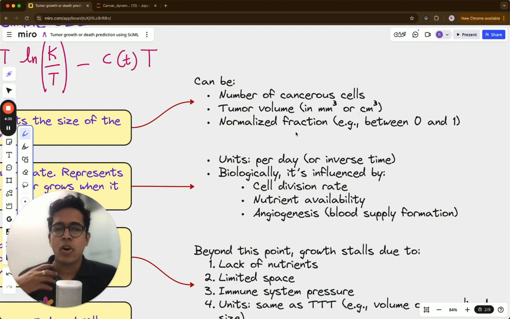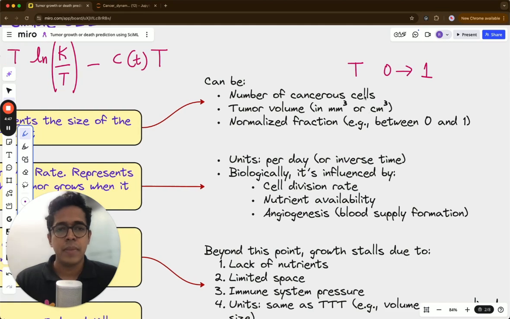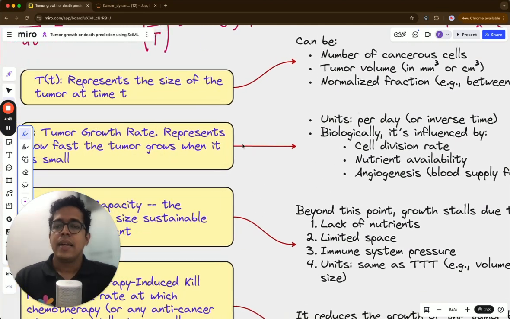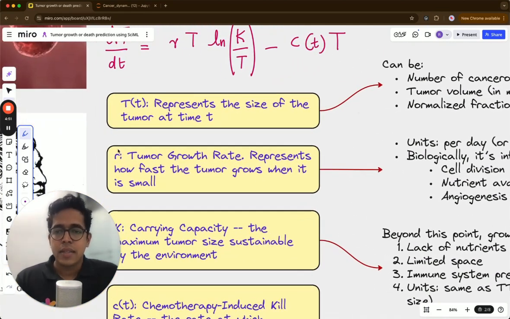unitless, like you can normalize whether it's a mass or whether it's a volume or whether it's a number. You can simply normalize it, and the value of T can be something between 0 to 1. 1 means tumor has reached its maximum possible size. 0 means it has shrunk to basically nothing. Then you have R, this small r term.